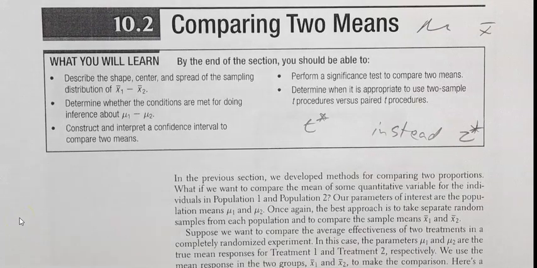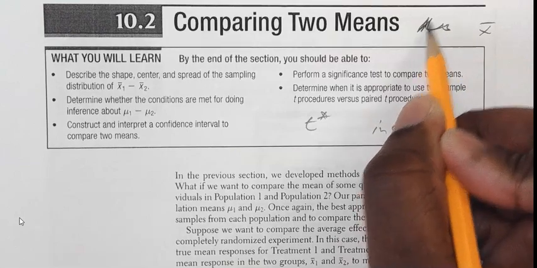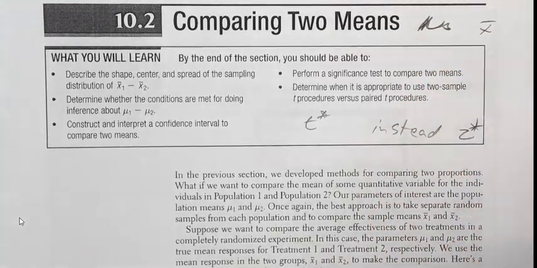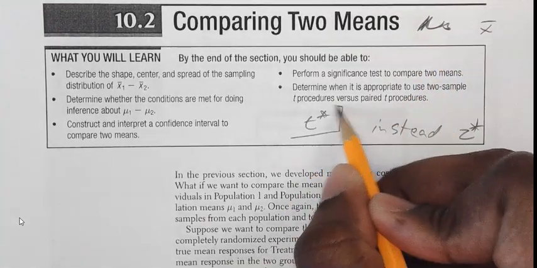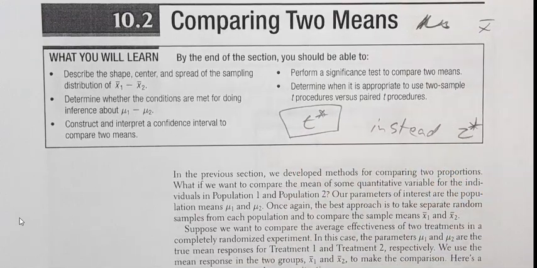Hey folks, in this lesson we're going to compare two means. In the previous section we compared two proportions, that'd be p hat. The only difference between comparing two proportions and two means is that when we're comparing two means, you're going to see mu or x bar. You can use a t-star value and a t-distribution table instead of a z-star or a z-score and a z-distribution table. That's the only difference.